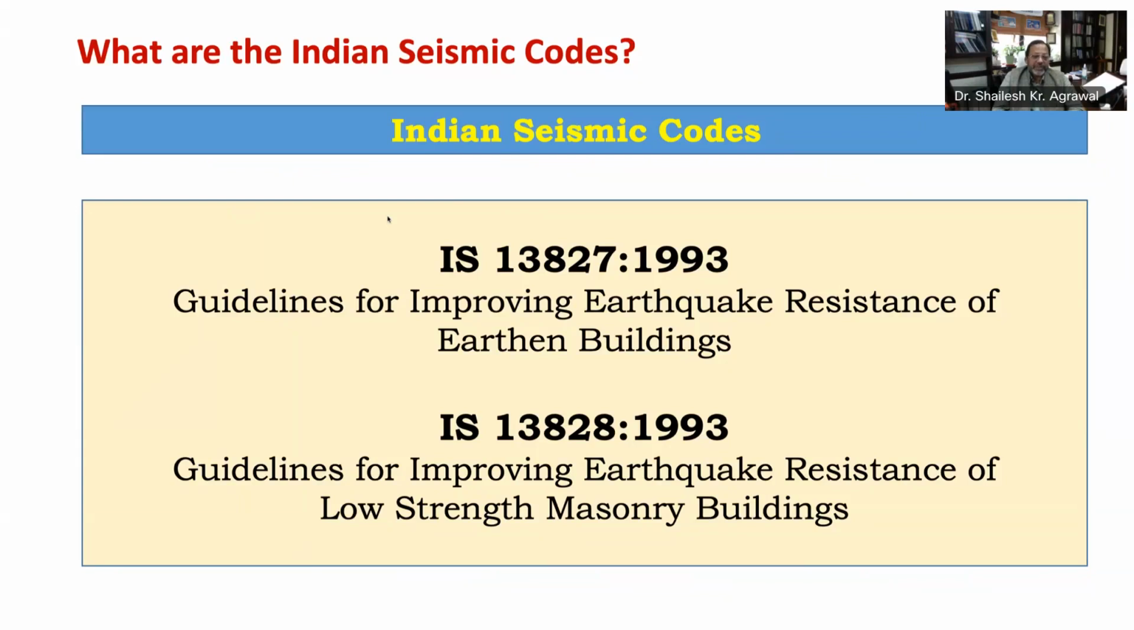Constructions based on them are termed as non-engineered construction and are not totally free from collapse under seismic intensities 8 and higher, that is seismic zone 4 or higher. Inclusion of features mentioned in these guidelines may only enhance the seismic resistance and reduce chances of collapse.